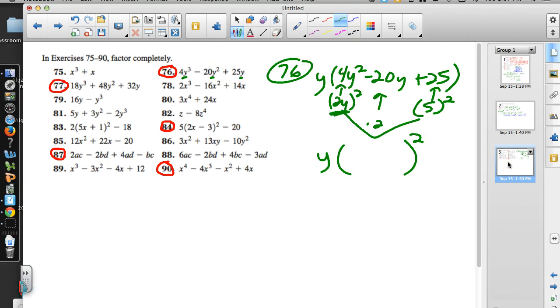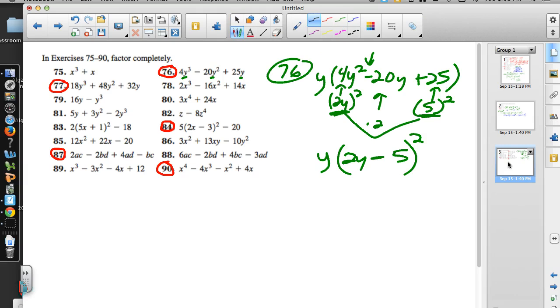And I've already figured out what I need for the first and last terms. It's just a matter of noticing that this has subtraction in it. So that will be y times the quantity 2y minus 5 squared. So again, really important to know those patterns so that we can see those as we go through to factor.